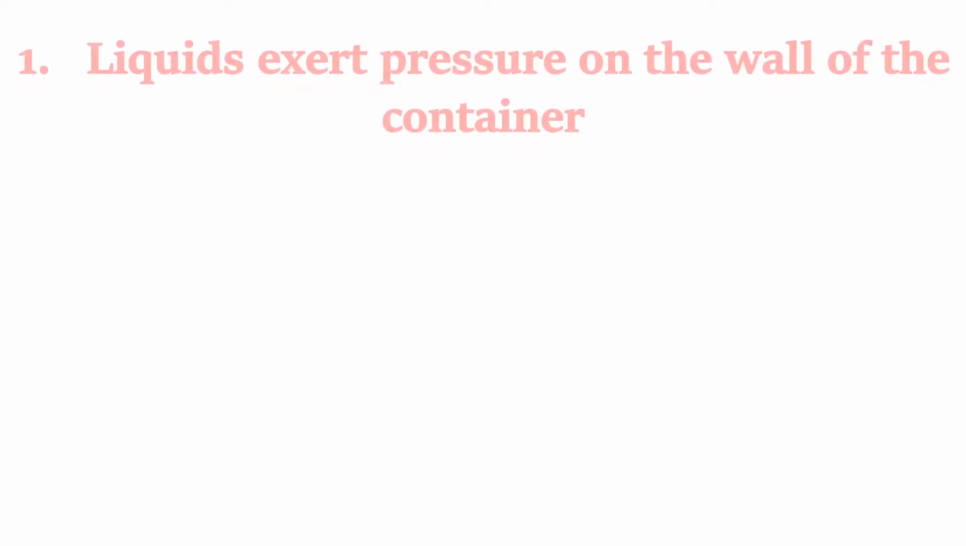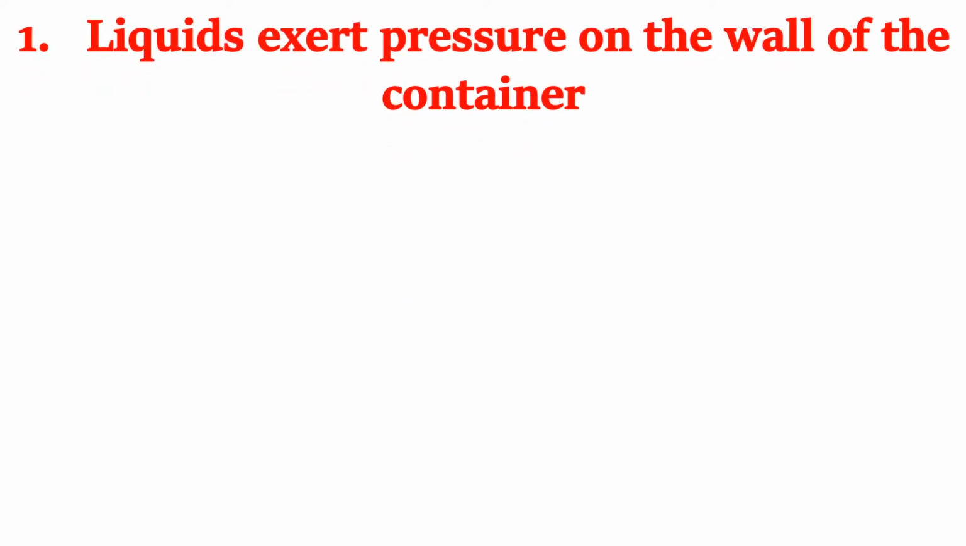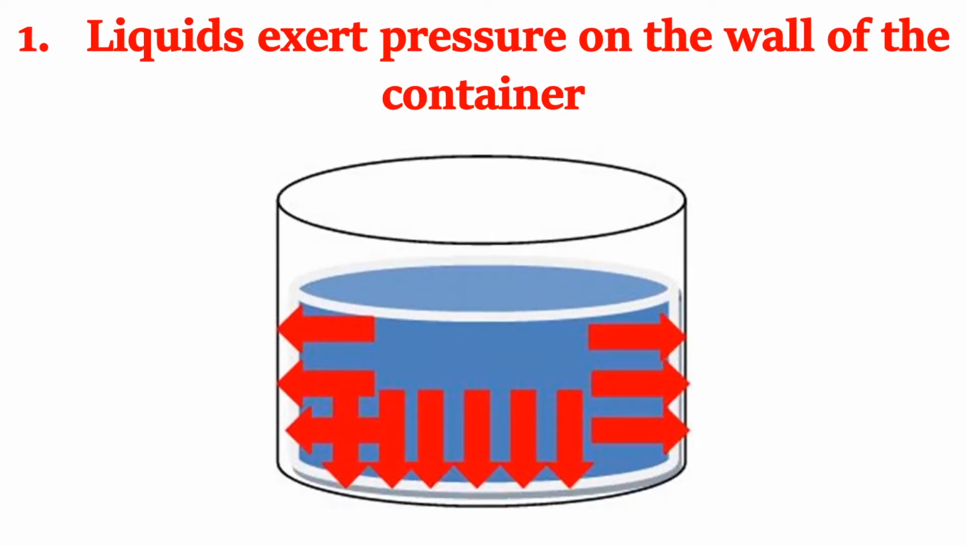Now let's discuss the characteristics of liquid pressure. The first one is: liquid exerts pressure on the walls of the container. You can see we have taken a glass container in which we have filled some liquid, and the arrows show that the liquid pressure is exerted on the walls and at the bottom in every direction.